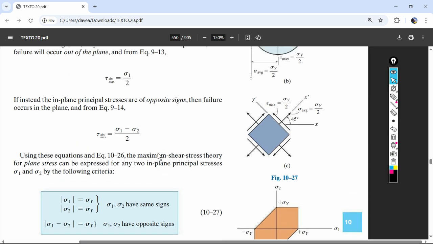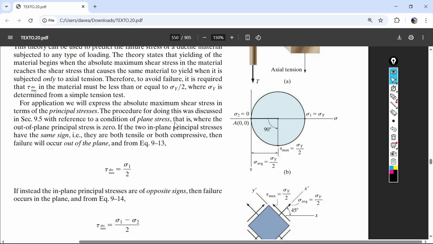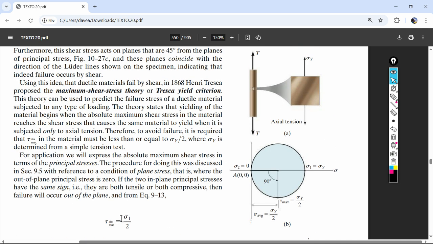And yeah, so sigma 1 right here is equal to sigma y. You know what I mean? So this scenario occurs when we just have tension in one direction, out of plane is 0 and biaxial is 0, and so cool. This is going to be the max stress. It's going to be equal to the principal stress.